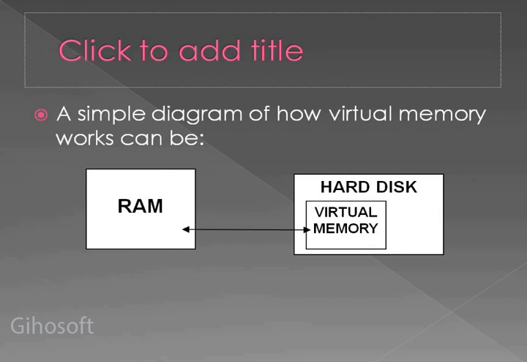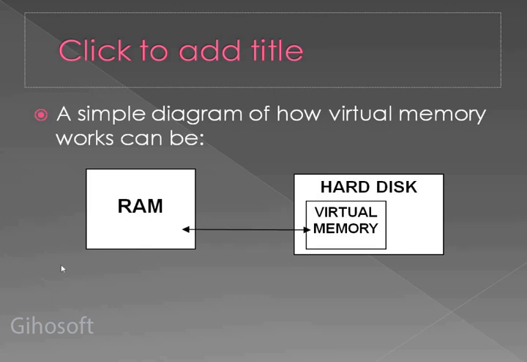Okay, now a simple diagram of how virtual memory works can be this: there is a RAM, and then there is a hard disk drive, and on the hard disk drive a small portion of it has been labeled as virtual memory, and then there is a double-sided arrow between RAM and virtual memory in order to show the swapping. You should know this diagram because your examiner is most likely going to ask you to draw it, or ask you about virtual memory where you'll have to draw this diagram as well.